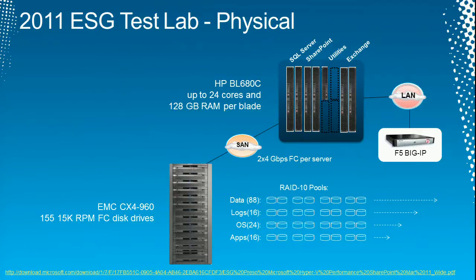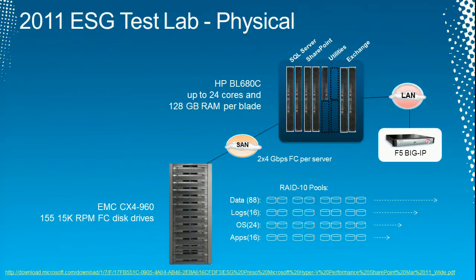Some for the guest OSs. So you'll see there 24 pools for the guest OSs, for the VMs, 16 for the apps. The logs were separated from the data. That is a good best practice to do, regardless of size. Separate those LUNs out to run the different backends of your virtual machines. But that's the physical test bed for which they tested SQL, SharePoint, and Exchange.